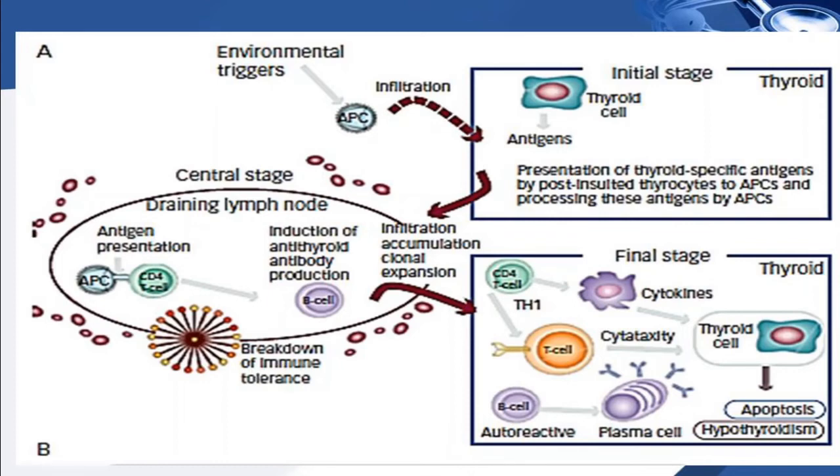B cells are also activated, and in this case, the B cells will be autoreactive, so that antibody producing plasma cells are also activated, and the Th1 response and the antibody mediated cell response will lead to apoptosis and ultimately cause hypothyroidism.